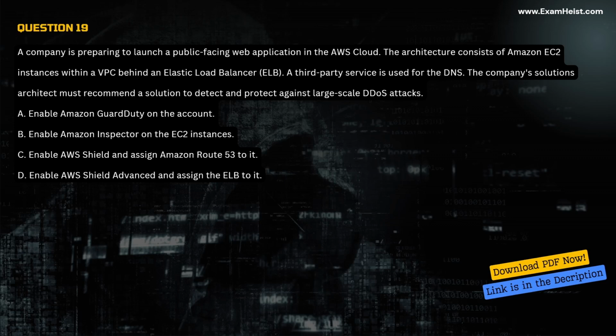A. Enable Amazon GuardDuty on the account. B. Enable Amazon Inspector on the EC2 instances. C. Enable AWS Shield and assign Amazon Route 53 to it. D. Enable AWS Shield Advanced and assign the ELB to it.